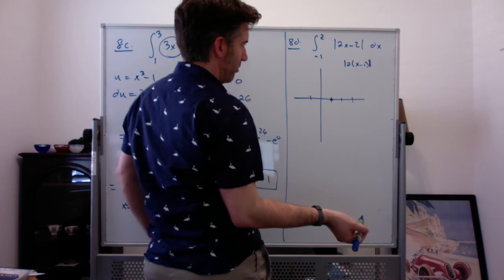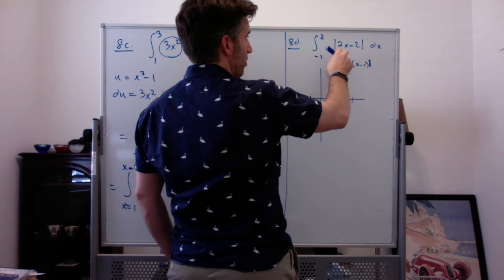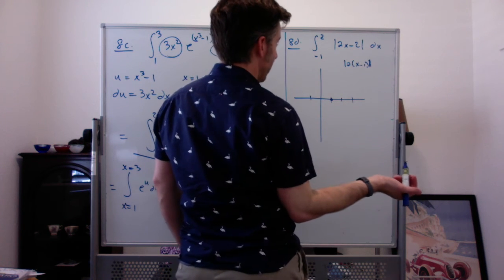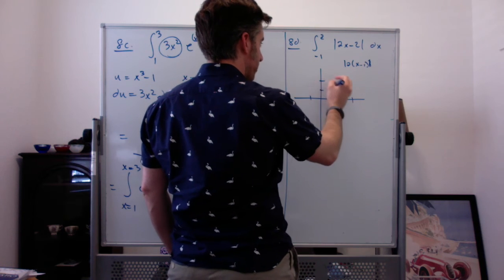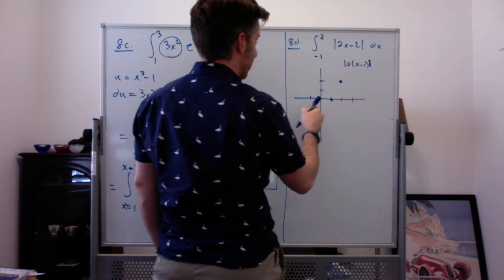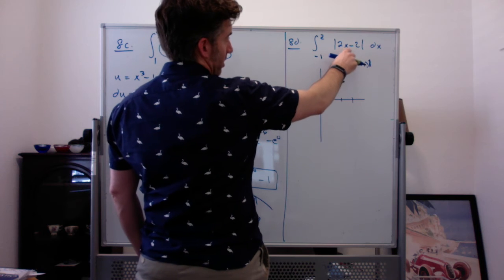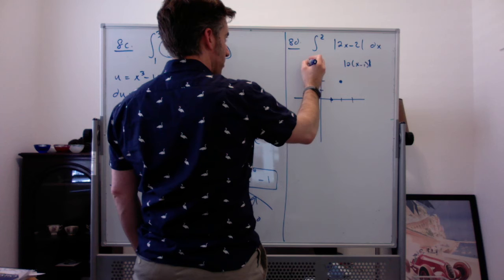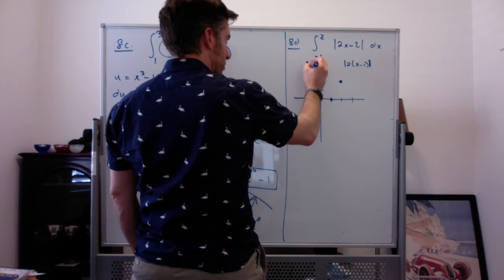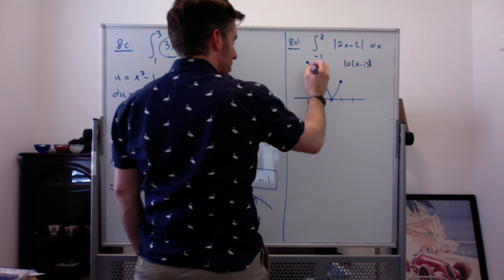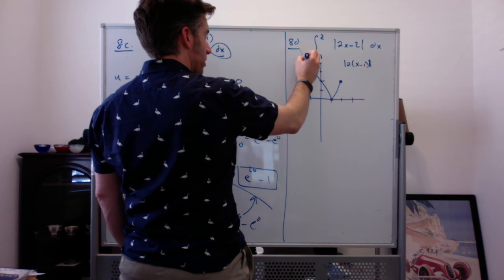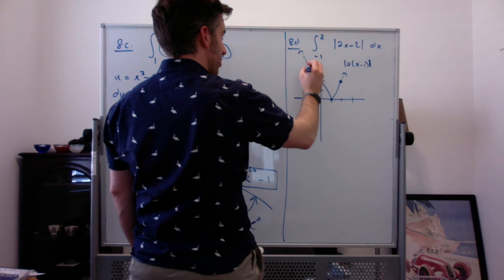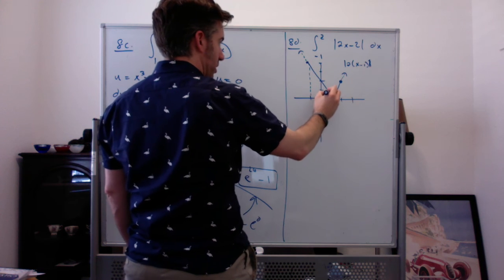And I could plot the rest. I know that when I plug in 2, 2 times 2 is 4, 4 minus 2 is 2. So I end up getting 2. When I plug in -1, -2 minus 2 is -4, the absolute value of -4 is 4. I only care about finding the area under the curve from -1 to 2. So I'm really looking at this area here.